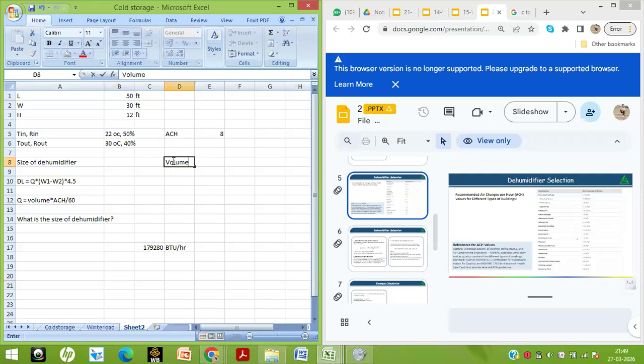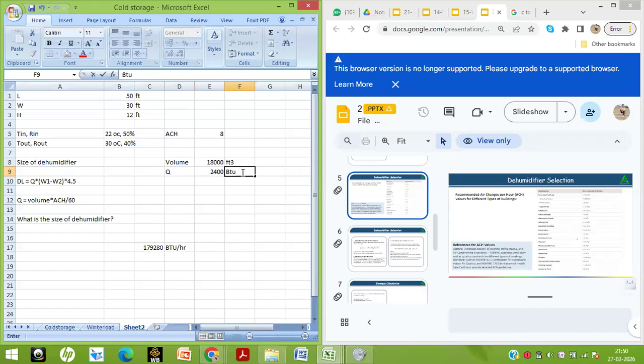I have found this, putting this in the equation: there is volume into air changes, 8 air changes per hour, divided by 60. So how much will it be? 2400. So it's 2400.